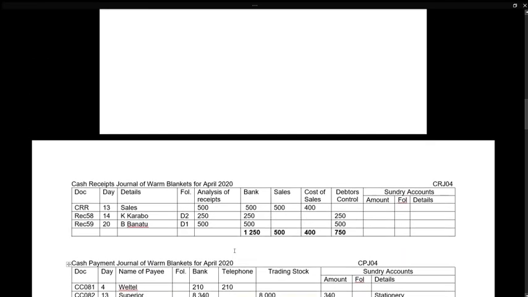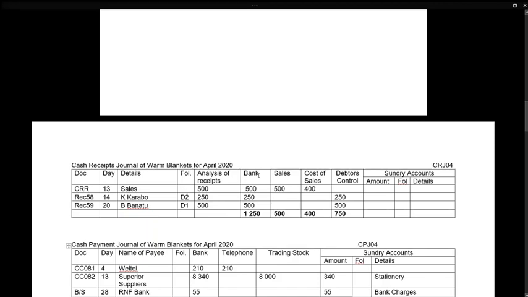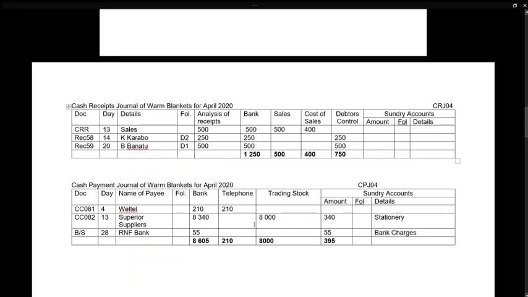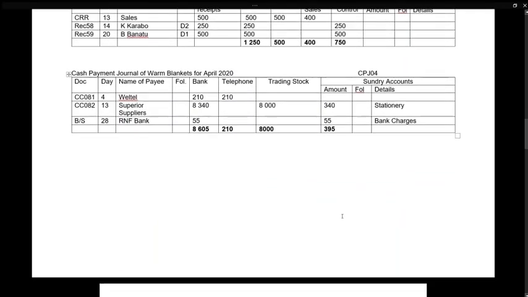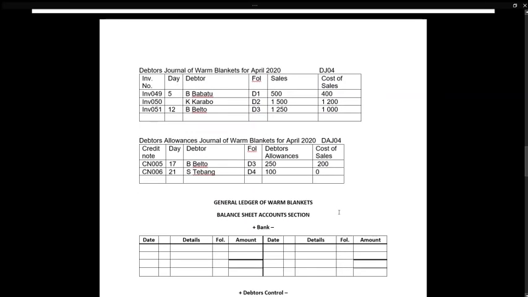Just a quick explanation. Cash receipts journal: bank is an asset, bank will increase on the debit side, so bank will be debited, everything else will be credited, except cost of sales, of course, which is an expense account. Bank in my cash payment journal will be credited because now my asset is decreasing. Everything else, my telephone, trading stock, stationery, bank charges, will be debited. Opposite, okay. Hope that helps a bit.